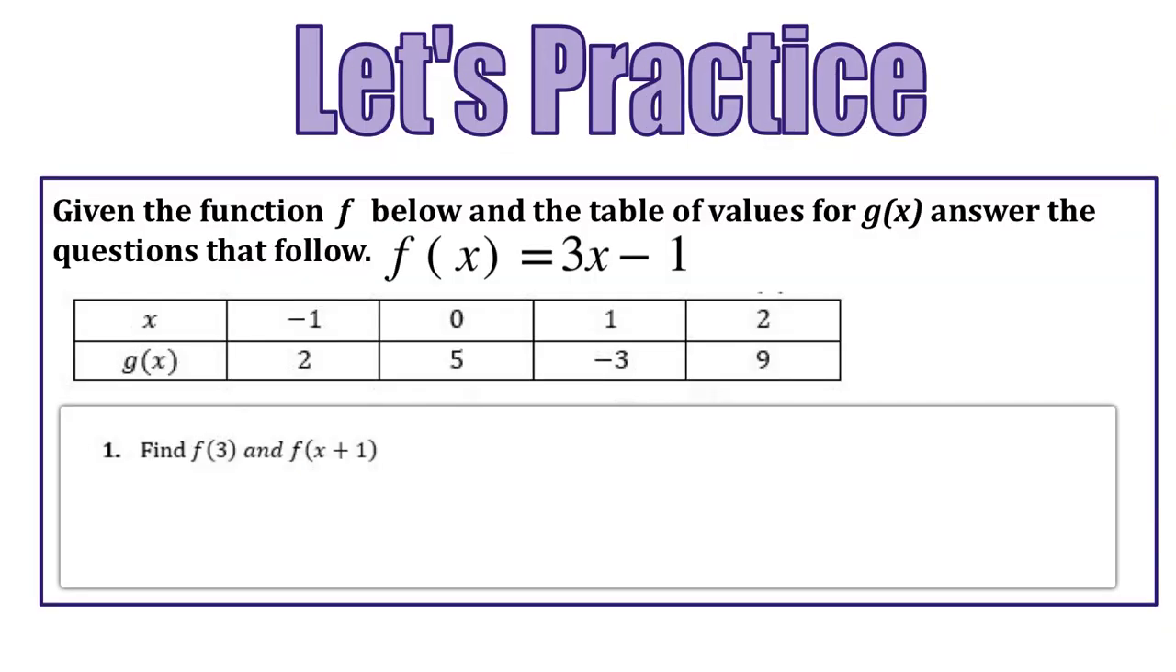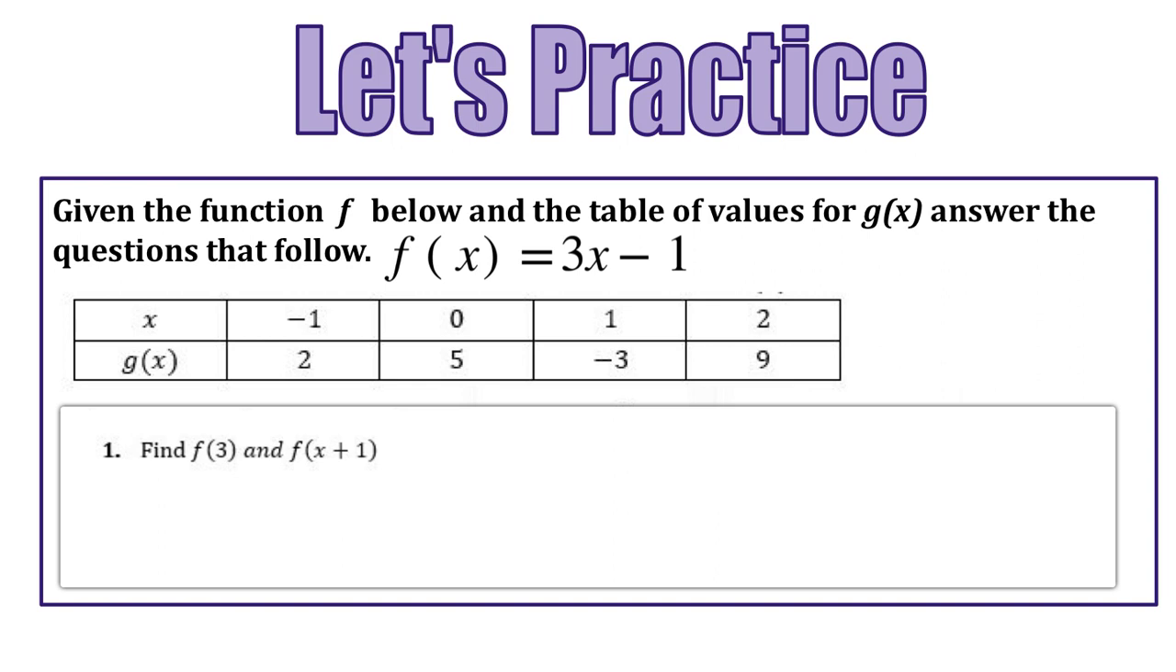All right, so here we're given the function f of x equals 3x minus 1, and we're given a table of values for g of x, and we're going to answer a bunch of different questions related to this. So for number 1, we're going to find f of 3, which means we're going to plug 3 into that function, and we're going to find f of x plus 1, meaning we're going to plug x plus 1 into that function. If you already have an idea how to do this, I encourage you to pause the video and try it on your own, and then unpause the video and see how you did.